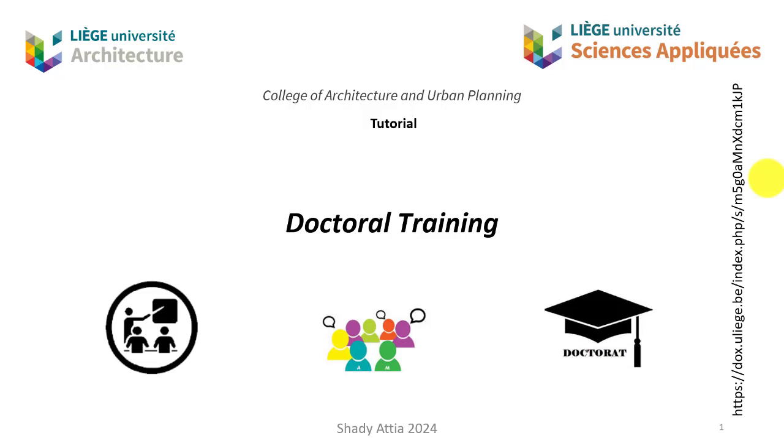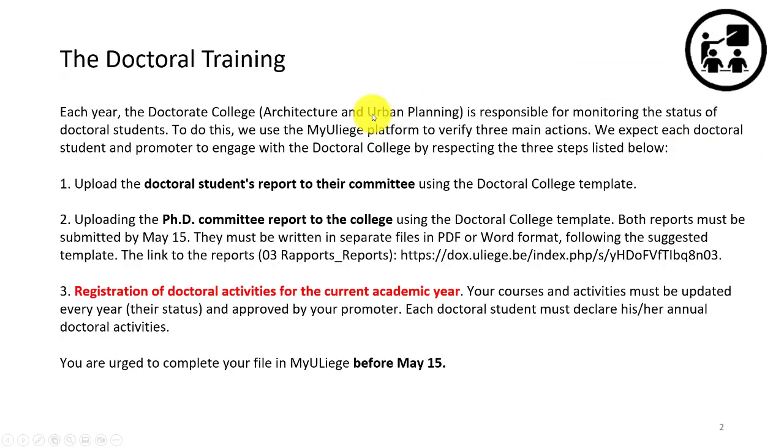This is a tutorial for the doctoral training activities of the College of Architecture and Urban Planning at Liège University, and it's meant for doctoral students enrolled in the Faculty of Architecture and the Faculty of Applied Sciences. Each year the doctoral college is responsible for monitoring the status of doctoral students' progress, and to do this we use the MyULiège platform to verify three main actions.